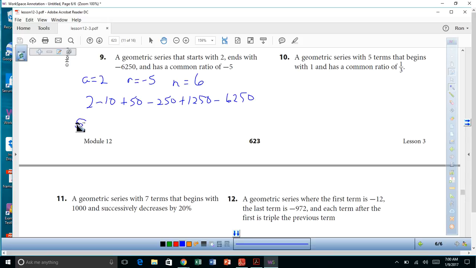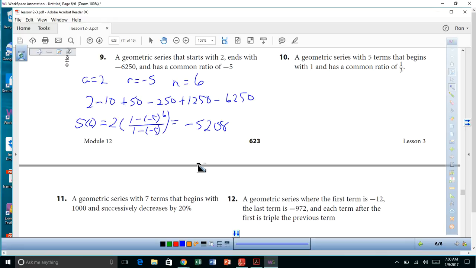So S of 6 equals 2 times, that's 1 minus negative 5 to the 6th power over 1 minus negative 5. And that gives you, I'll put it in the calculator, and I got negative 5,208. Not bad, not bad.